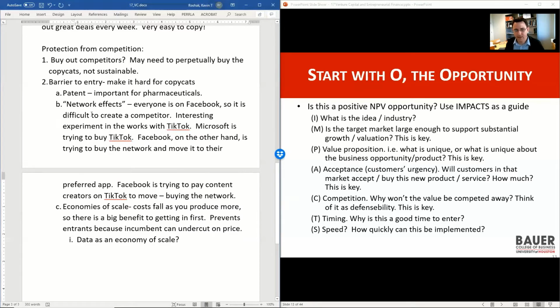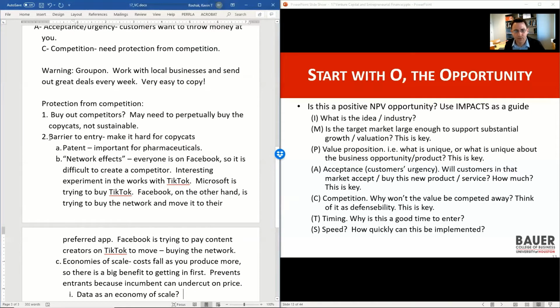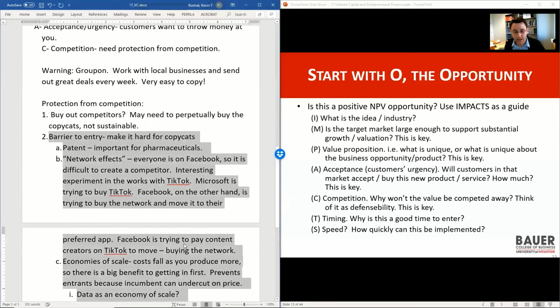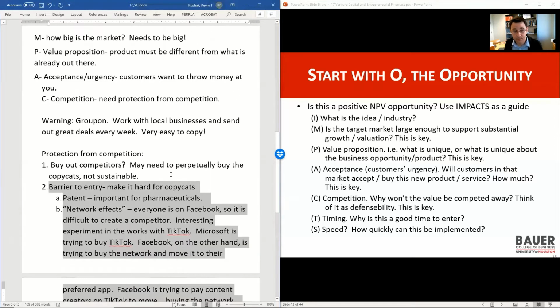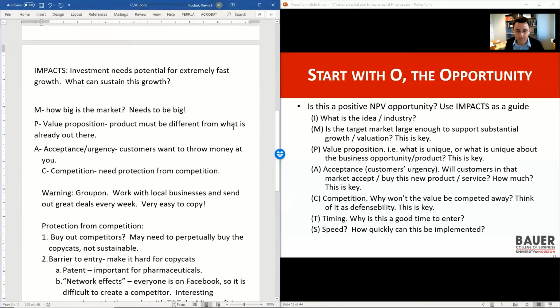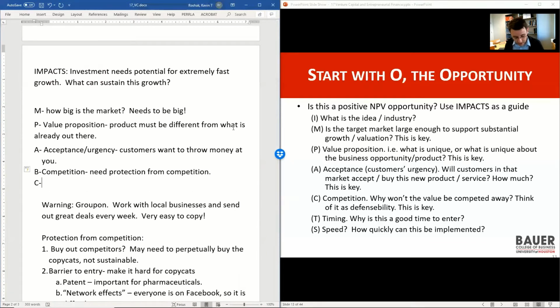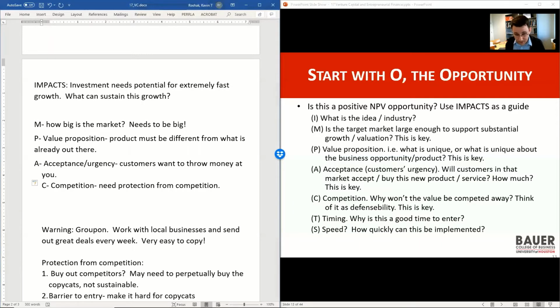Okay, so that's big picture what VCs are doing here. They're trying to find some protection from competition. Otherwise, it's not going to be sustainable. You may be able to capture the market very quickly. You may be able to capture a lot of money very quickly if M, P, and A are true, but someone else is just going to come along and take it away. So you need to have some protection there. T is for timing.